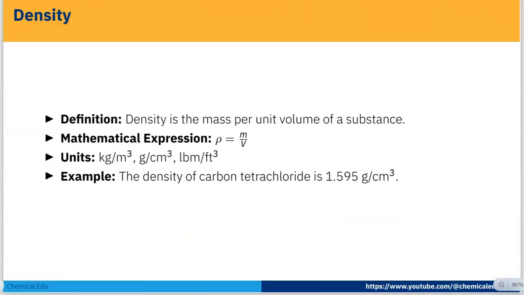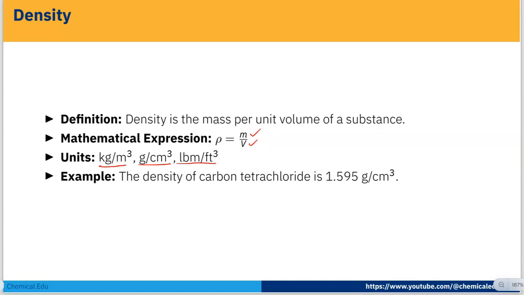Now density. What is the definition of density? Density is the mass per unit volume of a substance. So mass by volume is the density. The units are kg per meter cube or gram per centimeter cube or lbm per ft cube. lbm means pound mass per feet cube.